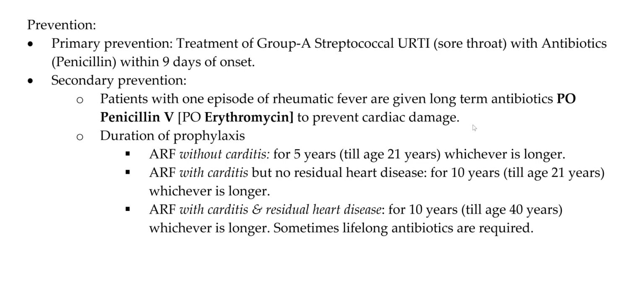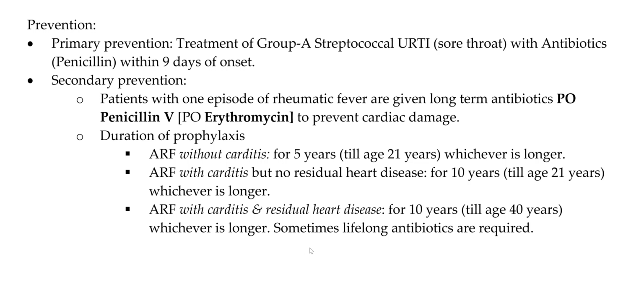Now, for how long you should give this penicillin or erythromycin orally to prevent this cardiac damage, that depends on the condition. If a person has not developed carditis, that means ARF is there without carditis, then you can give it for 5 years or till age of 21 years, whichever is longer. If person is having carditis but there is no residual heart disease, then give it for 10 years or 21 years of age, whichever is longer. If person is having carditis and residual heart disease, then for 10 years or till age 40 years, whichever is longer. And sometimes lifelong antibiotics are required. So this is very important from a management perspective.